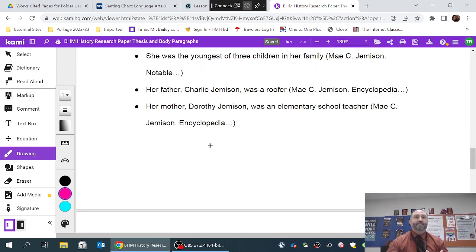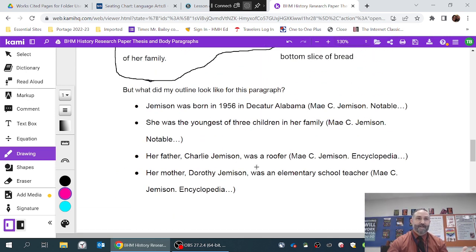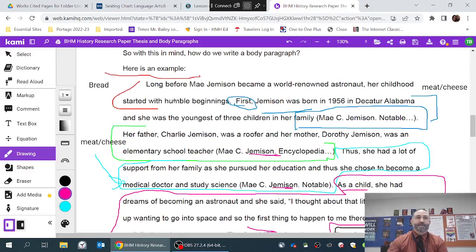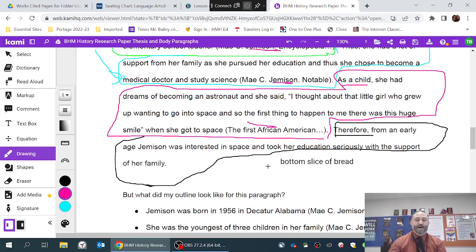I had gathered my notes on her and had things together. And basically, I took what I had written down and I put it into the form of a paragraph. And that is how you make body paragraphs in a research paper. You serve bread, meat and cheese, which is your information and citations, more meat and cheese, and then obviously you finish with a bottom layer of bread. That's how it's done, folks. I can't make it any easier for you.